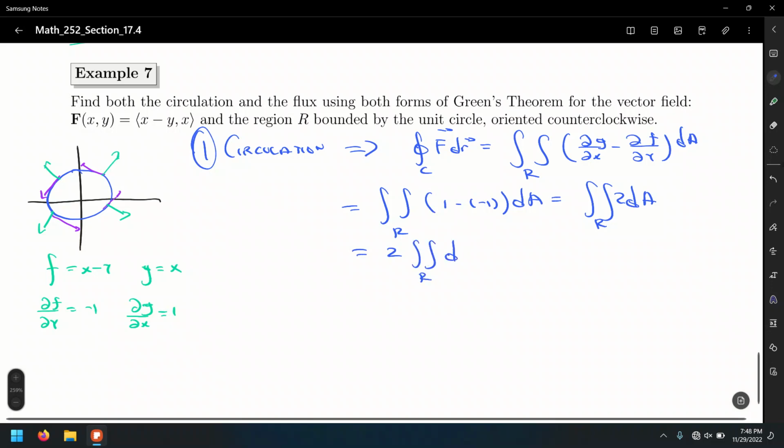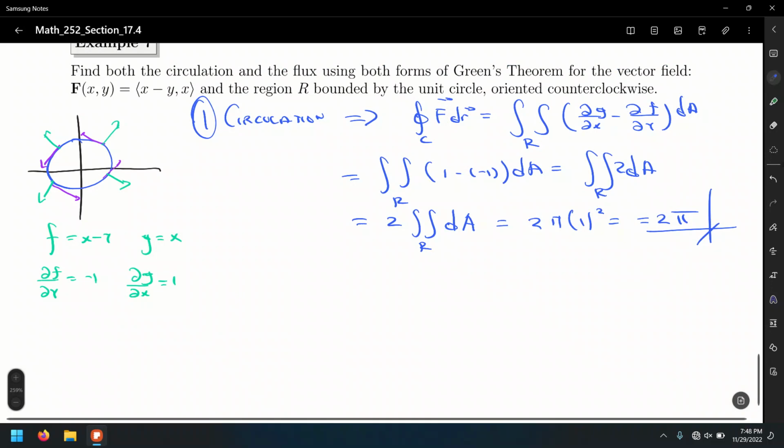Of course, you might want to even set up the integral in polar form, but why? It's the area of the circle in this case. What's the area of the unit circle? Isn't that pi times 1 squared? And that's simply... so the result is 2 pi. That's how much is circulating along the circle. Now, how much is going out or maybe coming in? Depending on the sign, we'll find out. We will know that when finding number 2 by means of finding flux.